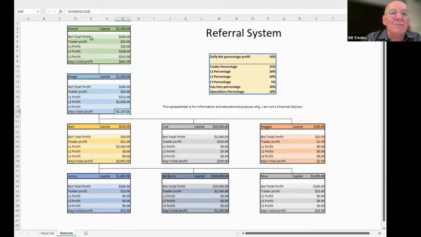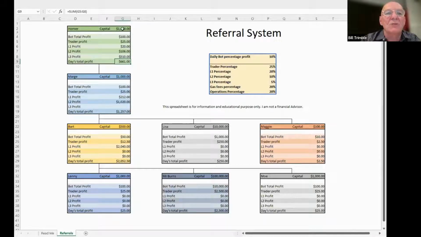Now, top of the tree, Homer, he put in 1,000. The bot made for him $100, which was 10% of his 1,000. 25% of that is $25, so he made $25. Level 1, which is Marge, he made $20, which is 20% of Marge's total bot profit for the day. Level 2, he made 106, which is 10% of Bart, Lisa and Maggie's total bot profit for the day. And then level 3, which is Lenny, Mr. Burns and Mo, he made $510 off them because he's getting 5% of their total bot profit for the day. So in total, he made $661 for that day.